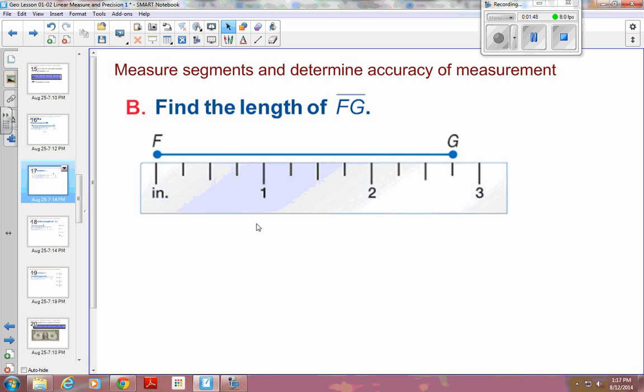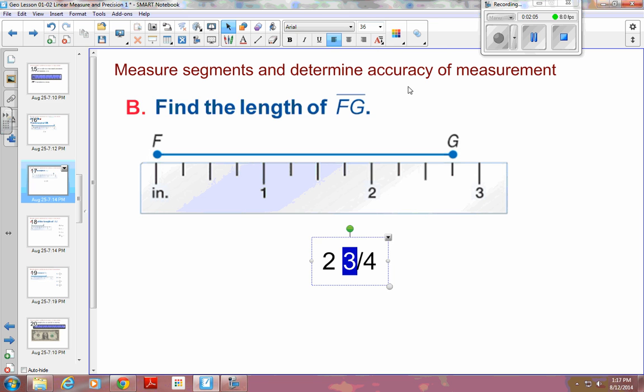Okay, so we don't have the tiny little bitty ones, so those were the 16ths, but we do have our fourths. So this is going to be lined up on 0. So then this is 2, 1/4, 2/4, 3/4. So this is 2 3/4 inches. And if you want to do the whole changing it into fraction looking, and then that's inches.